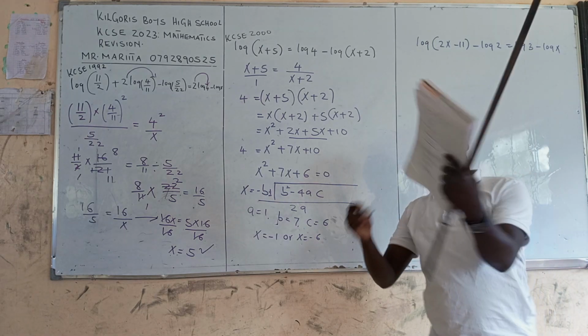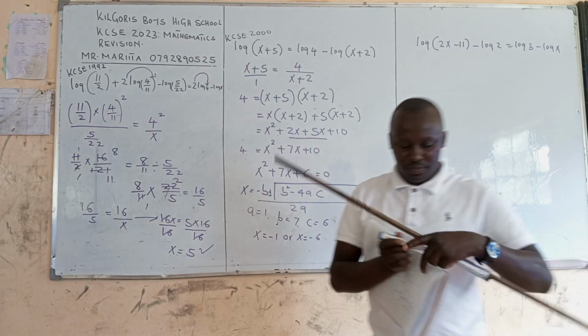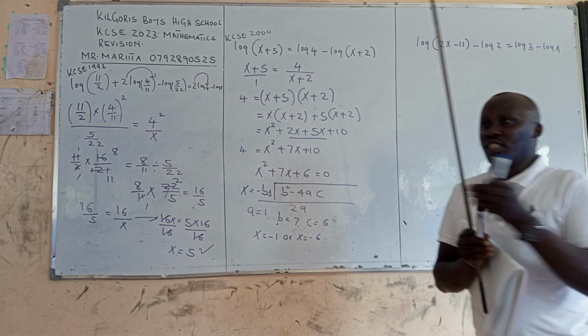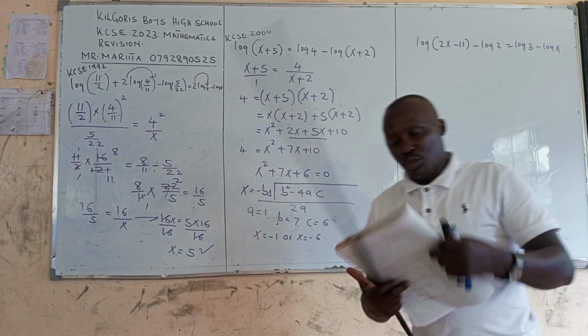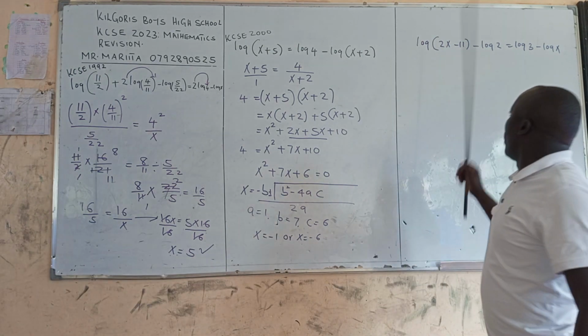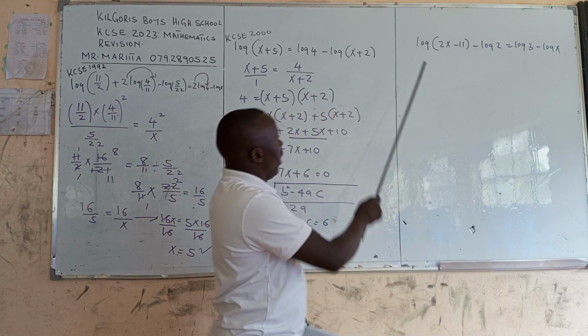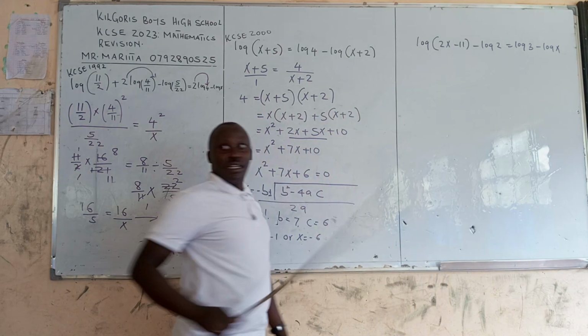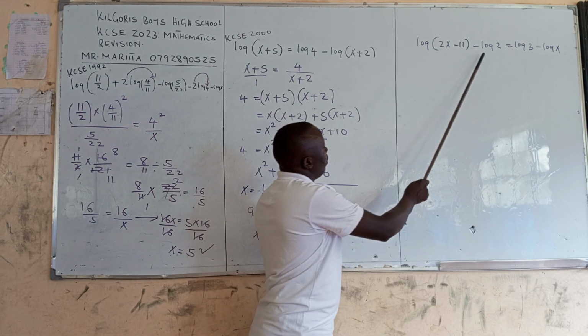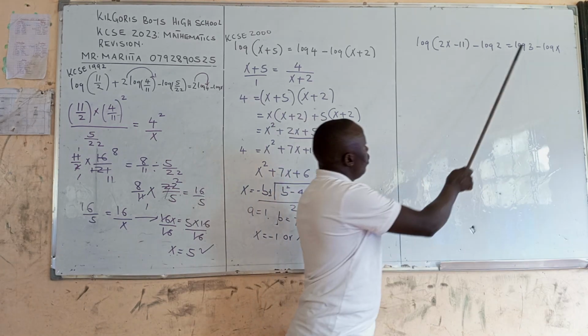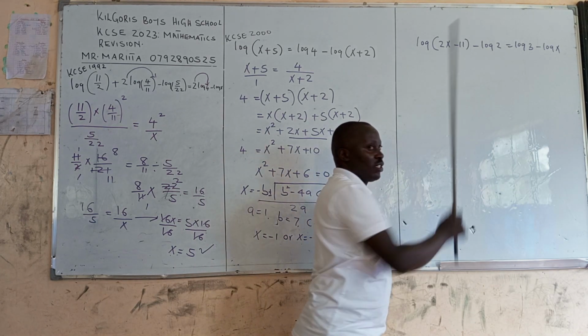So check if the problem contains the logarithm. If the problem contains the logarithm, then we are supposed to drop the logarithm. So in this case, we have log of 2x minus 11, then we have log 2, which is equivalent to log 3 minus log x.